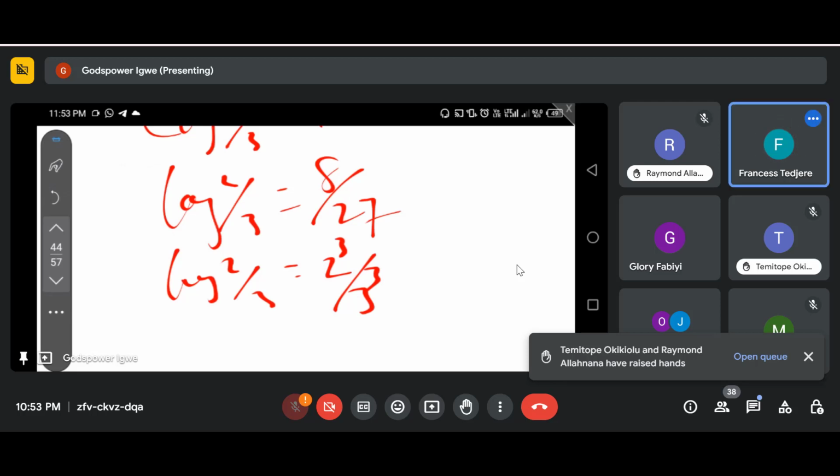I think you use the power rule in the exponential rule. Yes, we use the power rule.